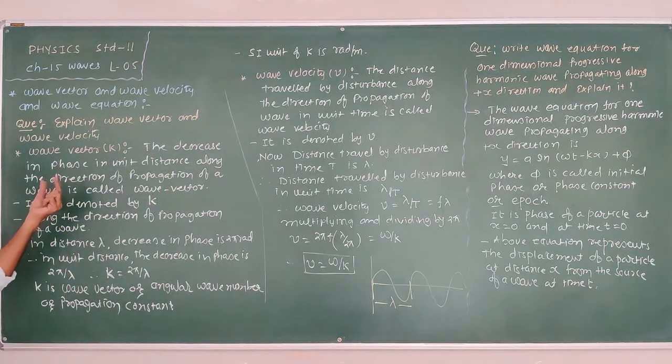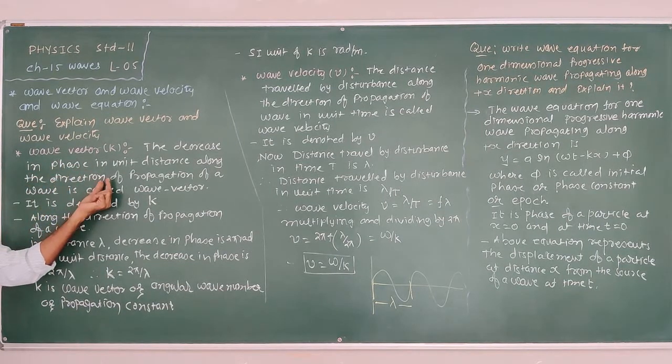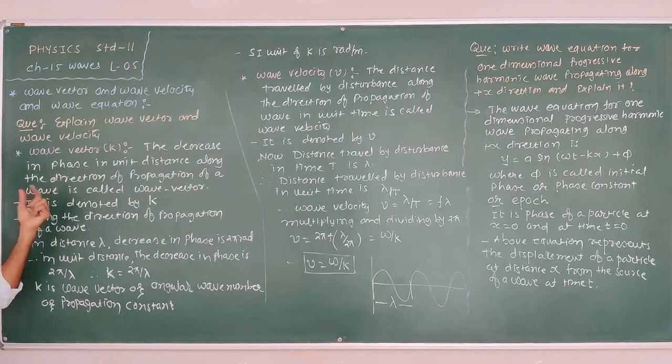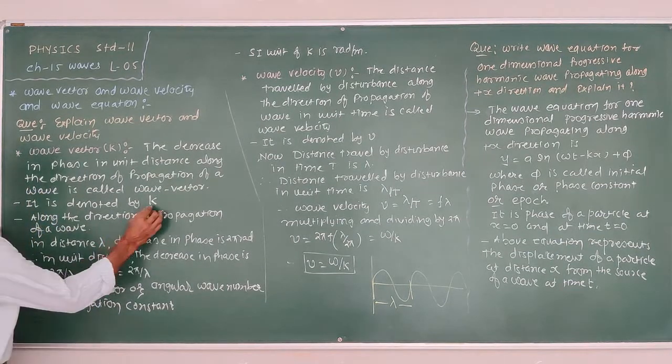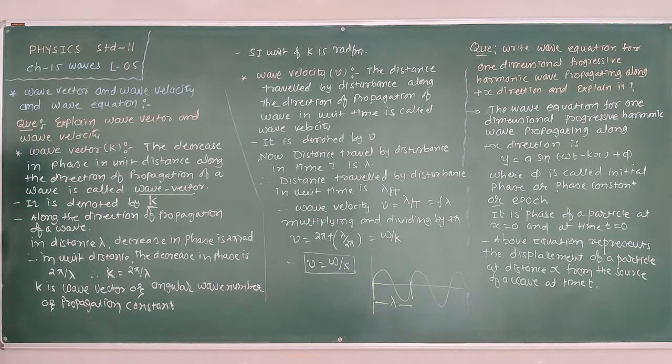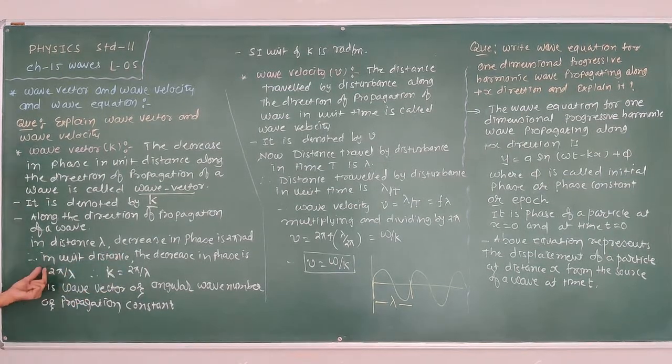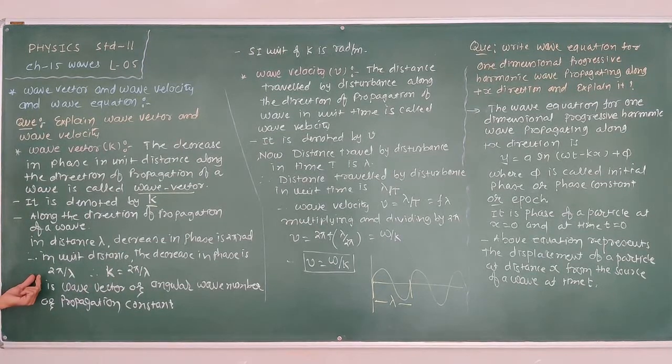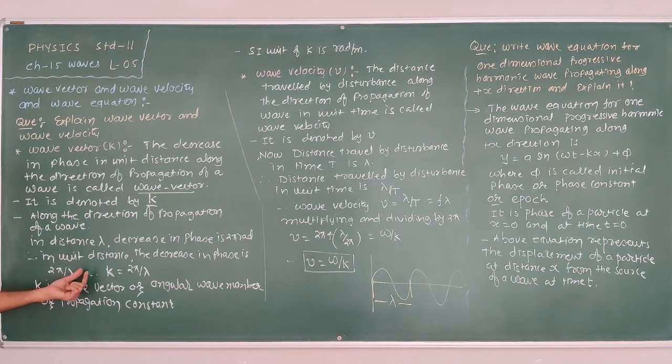Again, we repeat the definition. The decrease in phase in unit distance along the direction of propagation of a wave is called the wave vector, and it is denoted by the symbol K. In distance lambda, the decrease in phase is 2 pi radian. Therefore, in unit distance, the decrease in phase is 2 pi upon lambda. Therefore, K is equal to 2 pi upon lambda.